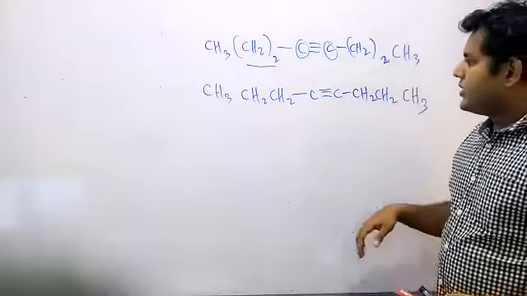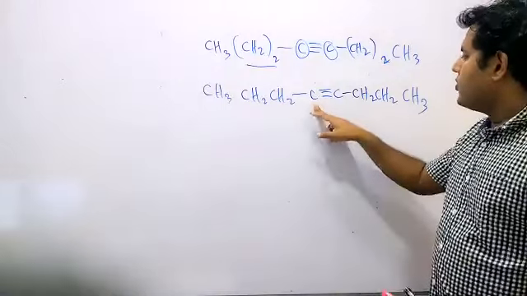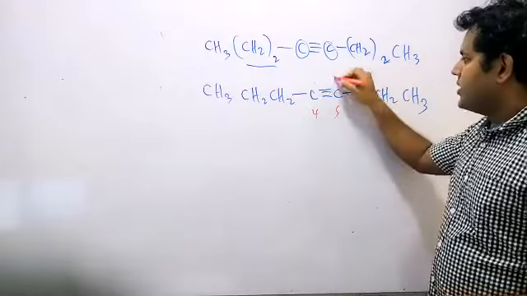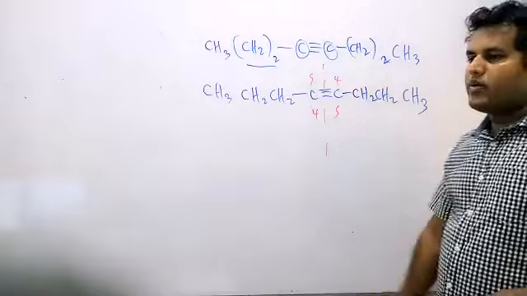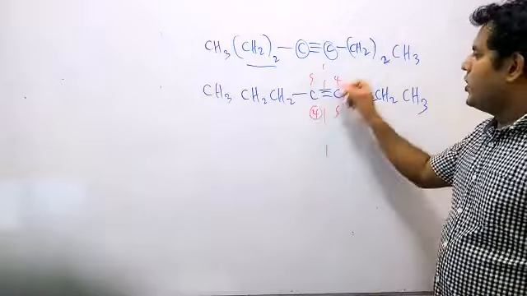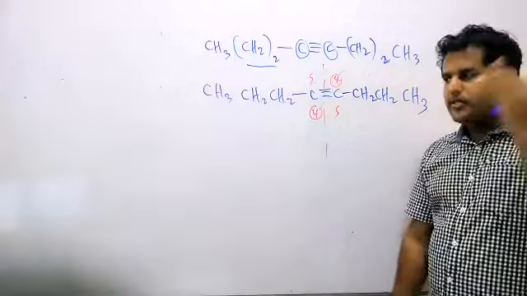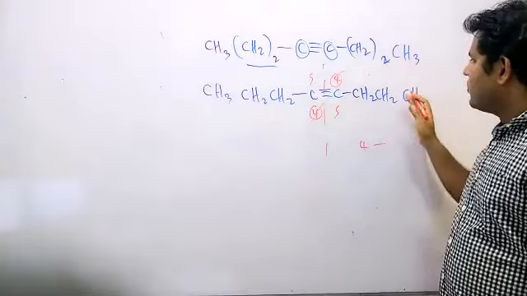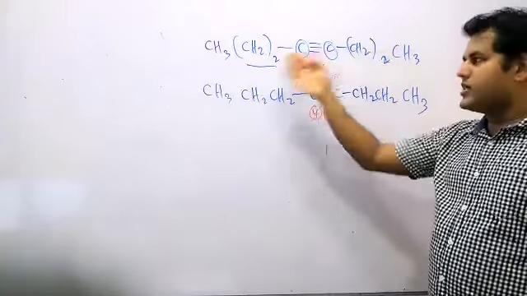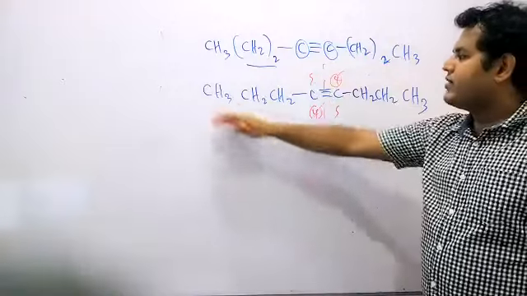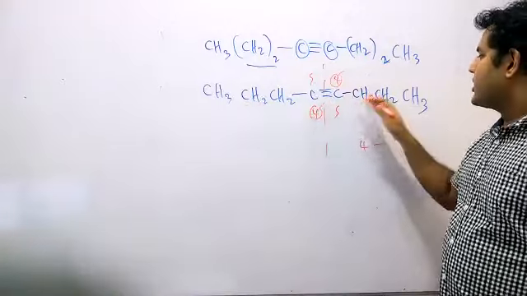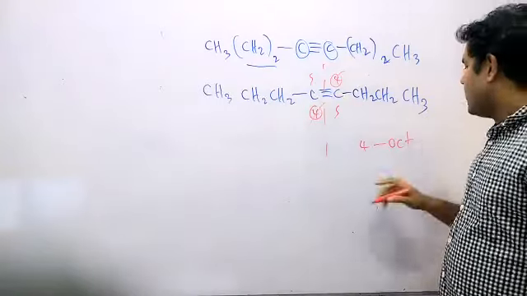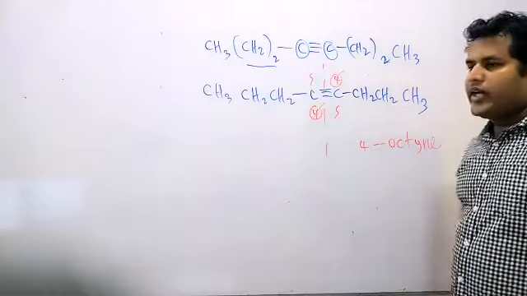1, 2, 3, 4, 5. From that side, you get 5, 4, 3; from the other side, 1, 2, 3, 4, 5. So it's a symmetrical compound. Then just select the lowest number and write your name. That's it. So this is 4 dash. What is this? Alkyne. How many carbons? Sometimes in this mode it's difficult to count, but we can. 1, 2, 3, 4, 5, 6, 7, 8. 8 means oct. 4-octyne, oct-4-yne.